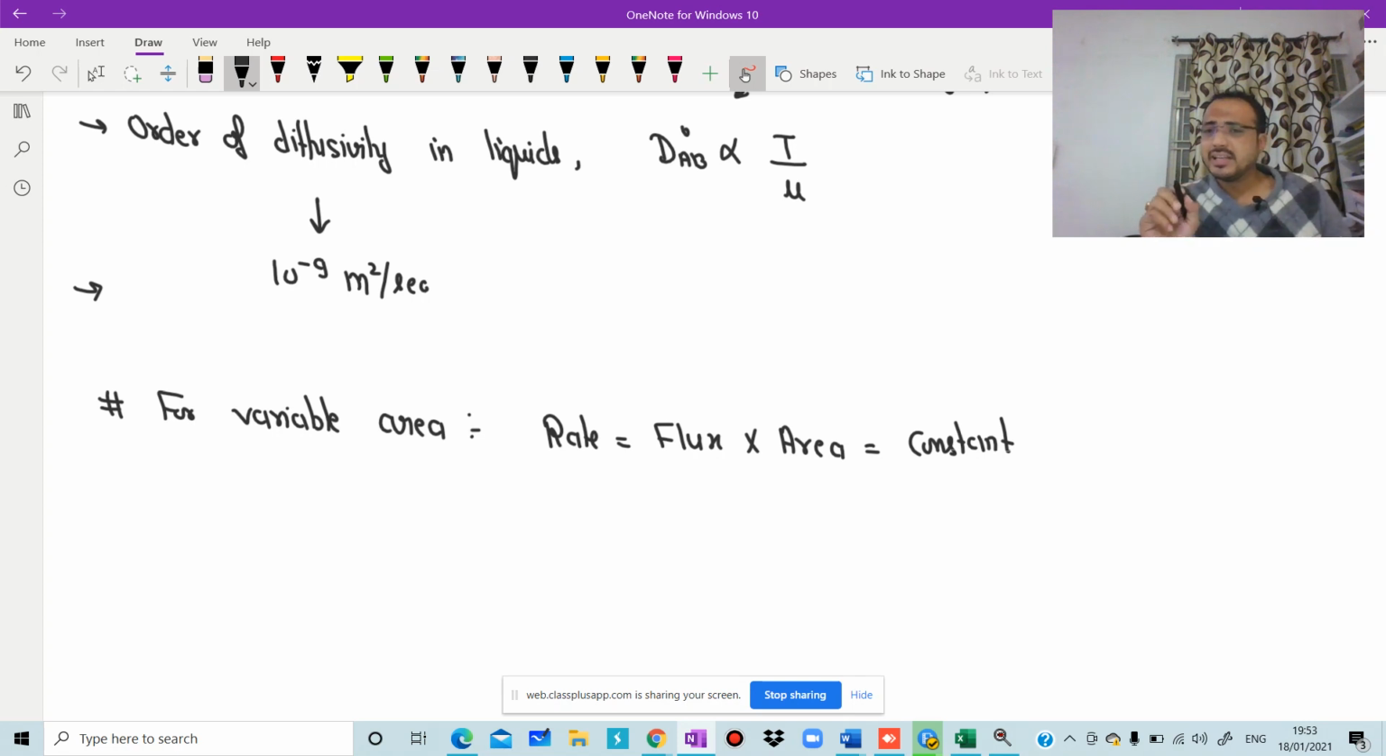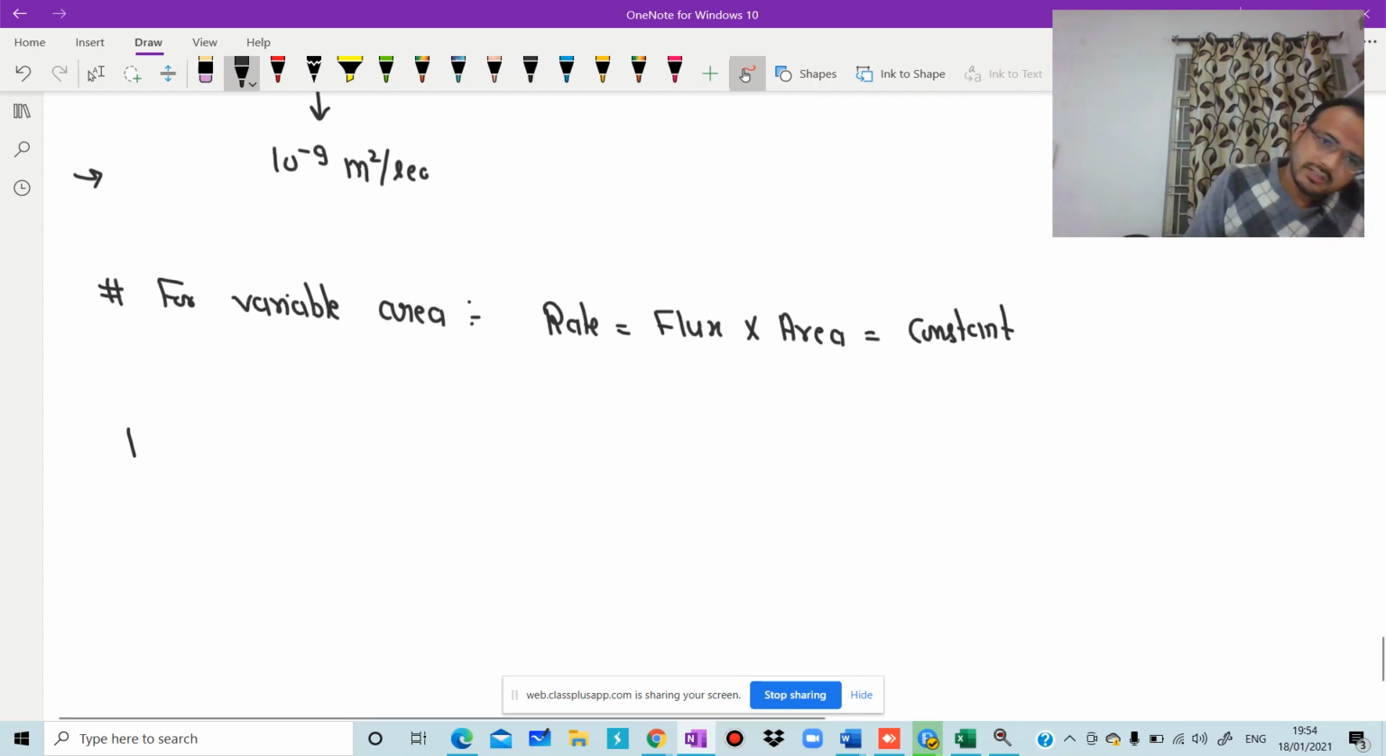In our GATE syllabus, it is clearly mentioned diffusion in fluids, and diffusion in fluids means liquids and gases only. In our class we discussed solids also, but here I am not going to discuss solids. Just for your knowledge, in solids we have two types: one which follows Fick's law, and one which does not. In gases we have one more, that is Knudsen diffusion. You just need to remember the condition of Knudsen diffusion.